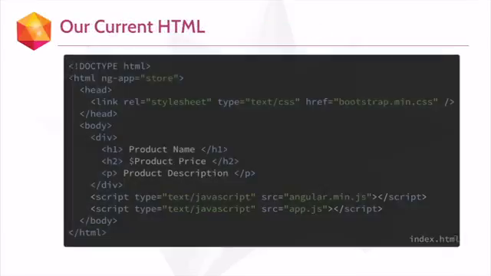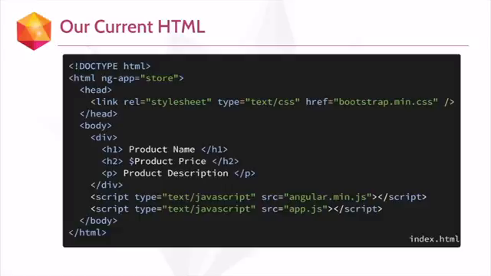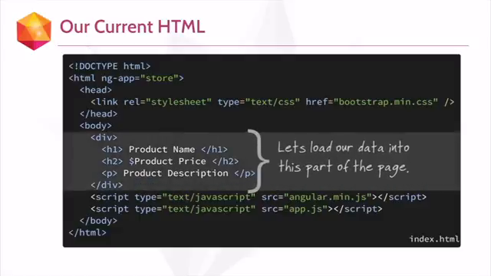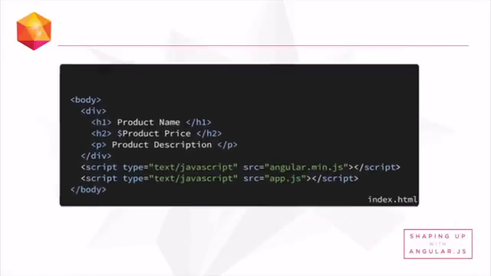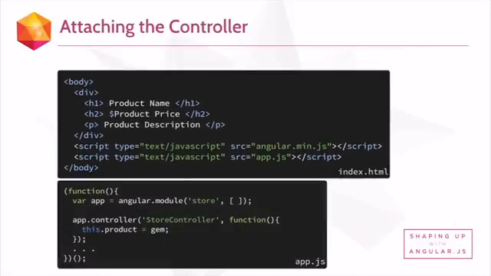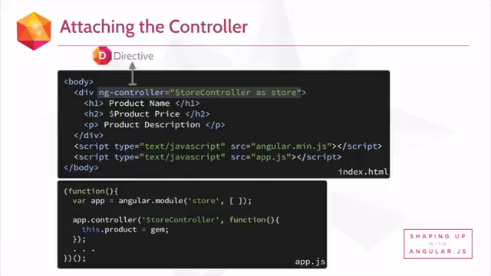Back inside of our HTML, you can see I've written out a template for where I want to display the gem information. That's where we want to load it onto the page. Let's bring back up our controller, just for reference. The first thing we'll want to do is to use the ng-controller directive. This allows us to attach our controller to this element inside of our HTML. As the value of this attribute, we'll write the controller name, in this case StoreController.